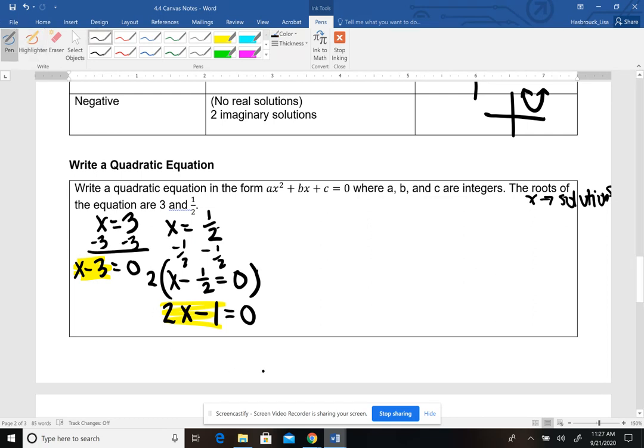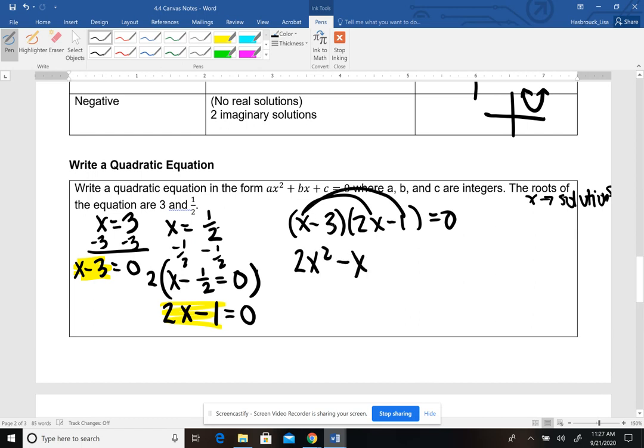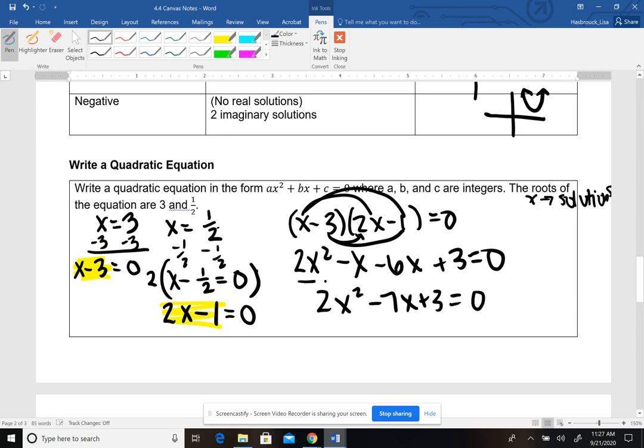So if I'm working backwards, now I multiply these together. X minus 3 times 2x minus 1 equals 0. And then I would actually FOIL to get my final answer. So x times 2x is 2x squared. X times negative 1 is negative 1x. Negative 3 times 2x is negative 6x. And negative 3 times negative 1 is a positive 3. Then I simplify the middle term to get 2x squared minus 7x plus 3 equals 0. And that's my final equation.